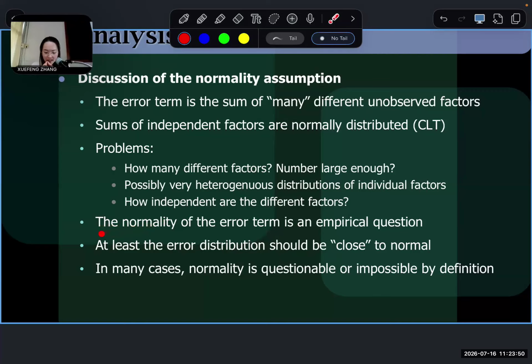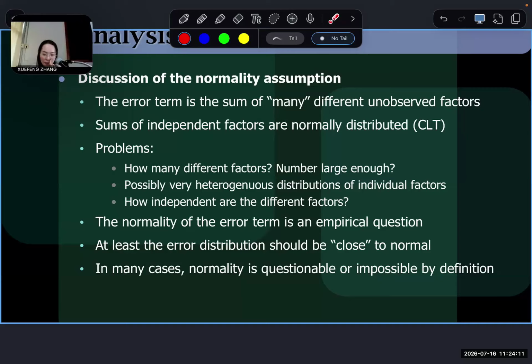That's why the normality of the error term is an empirical question. At least the error distribution should be close to normal. In many cases, normality is questionable or impossible by definition.